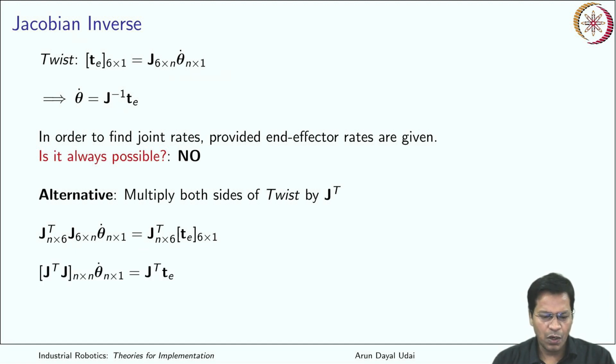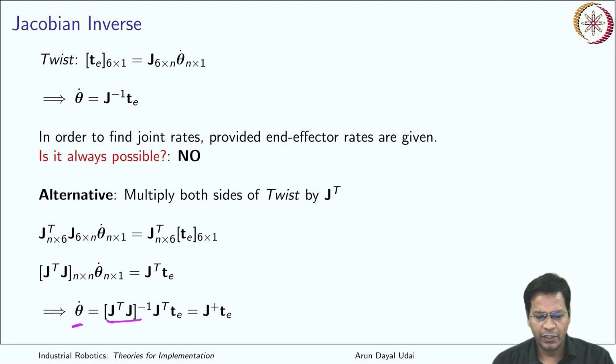Now what is this? This is J transpose J. Now this is a square matrix. It is n cross 6 and 6 cross n, so J transpose J will give you an n cross n matrix. So this is now invertible. This is as it is. Jacobian transpose is here, and the twist vector. Now I can take the inverse of this. So now theta dot is J transpose J inverse, J transpose, twist.